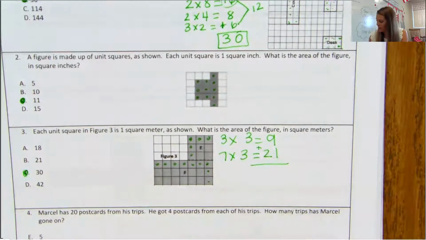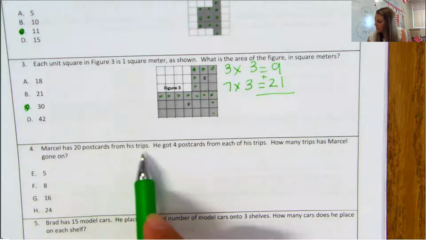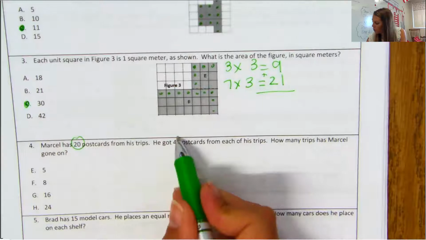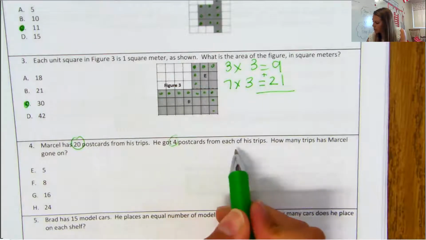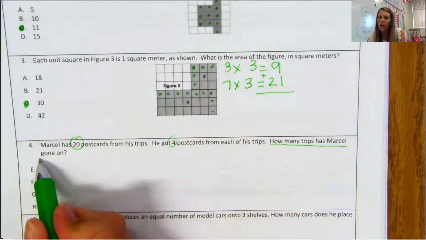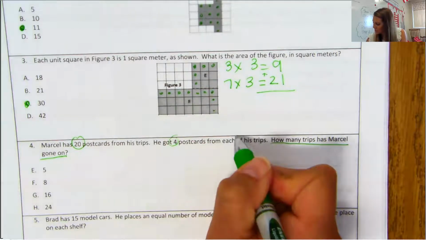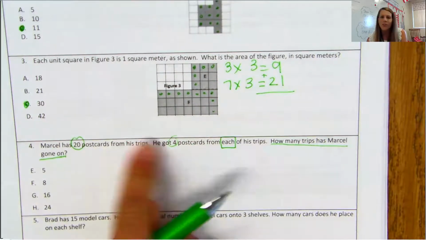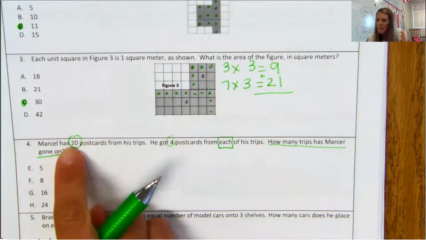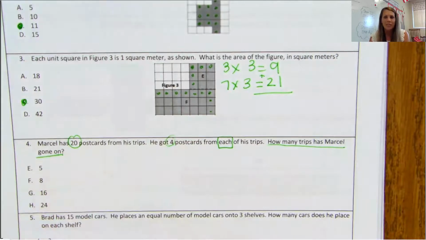Okay? All right. Marcel has 20 postcards from his trip. He gets, oh, I'm circling, he gets 4 postcards from each of his trips. How many trips has Marcel gone on? All right, well, I saw each, but I know I can't multiply because 20 times 4 is 80, and that's not a choice.